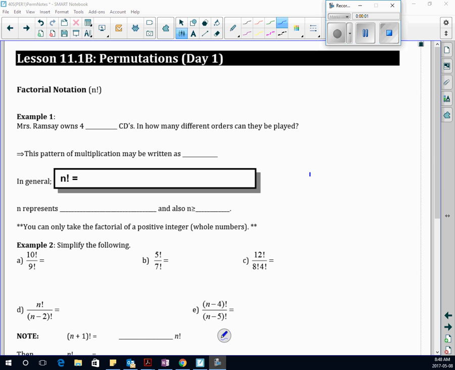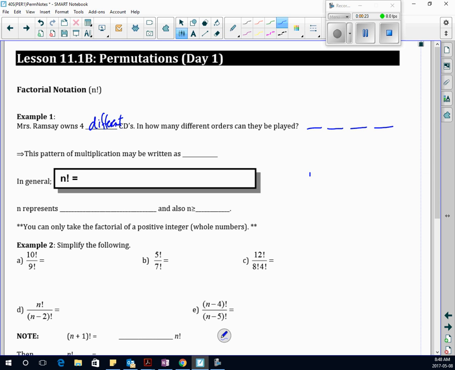Permutations. So we already talked about permutations, but I actually didn't use the word yet. So Mrs. Ramsey owns 4 different CDs. This is probably old. In how many different orders can they be played? So how many decisions does Mrs. Ramsey need to make? 4. So I put 4 blanks down, yes?